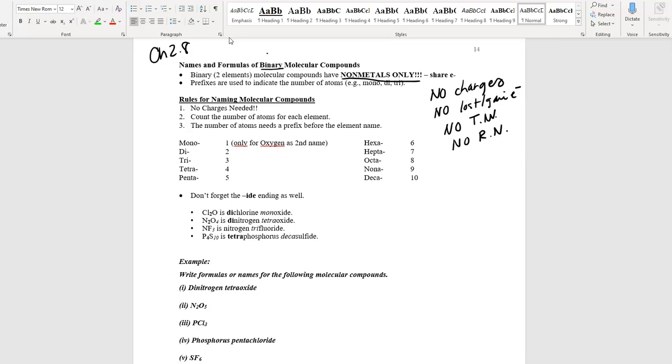So rules for naming molecular compounds. No charges. But now we actually name how many we actually see in that compound. We didn't do that with ionic. Just because you had two coppers, we didn't call it dicopper, okay? Ionic compounds, we don't name how many you actually see in the formula. We name it by charges. So molecular compounds, you count how many you see, and then you use a prefix.